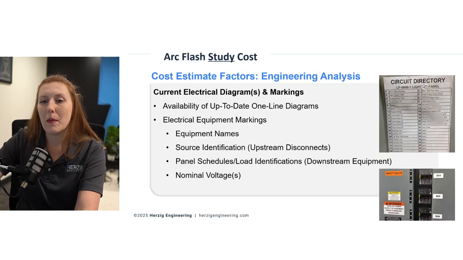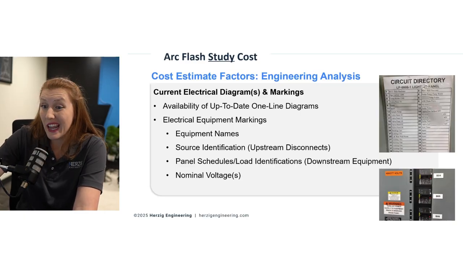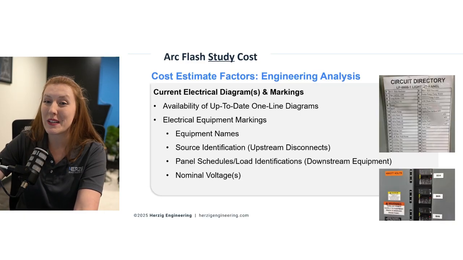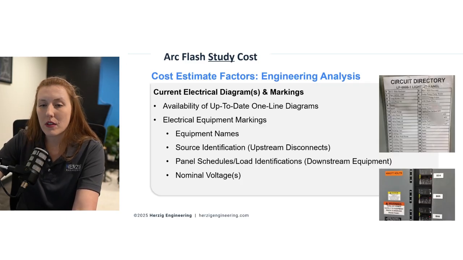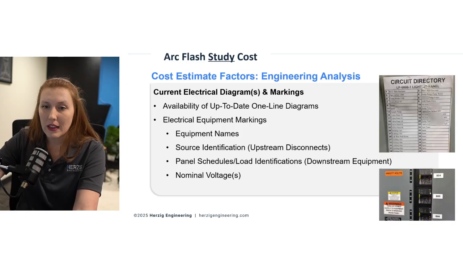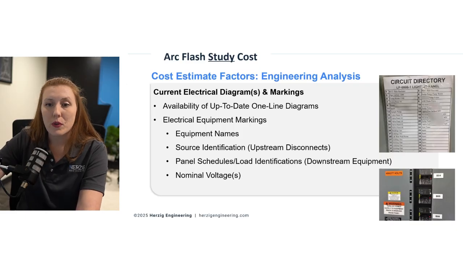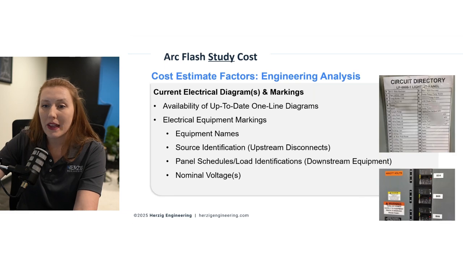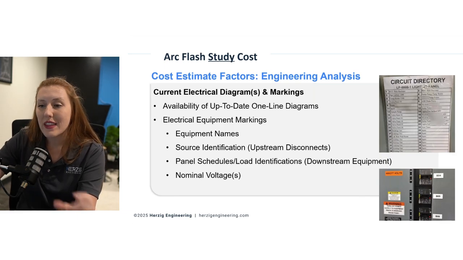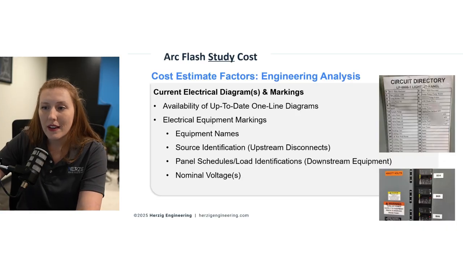And then also the equipment markings. So is everything named? If not, we're going to have to be coming up with a naming scheme while we're there, right? So gotta have those equipment names labeled. What are the upstream sources? What are they feeding to? The panel schedules, load identification tags. Even something as simple as having that nominal voltage listed on the equipment goes a long way and saves a lot of time whenever we're trying to collect that data.